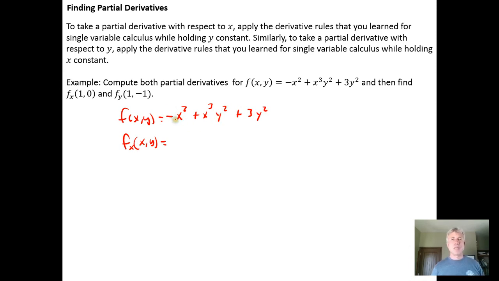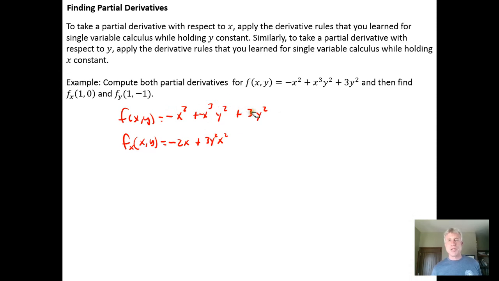So right here, the derivative of negative x squared is going to be negative 2x plus, for this next one, because we're taking the derivative with respect to x, we're going to treat y squared as if it's just a constant. So we're going to treat it like it's a coefficient on the x cubed term. So the derivative of x cubed is going to be 3x squared, but we're going to treat the y as if it were just a coefficient sitting in front of the x squared. So we're going to get 3 times y squared times x squared.